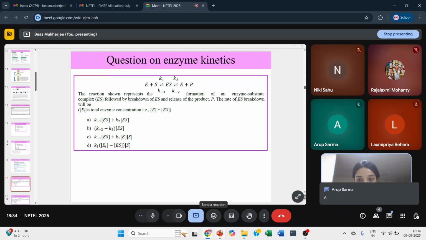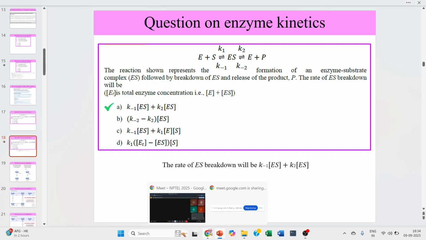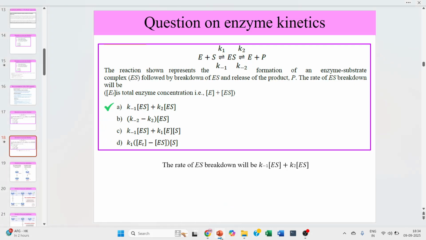Let's see. Yes, that is very correct. The breakdown of ES is actually K minus 1 into ES plus K2 into ES. You can write the reactions, the reaction constants, the equilibrium constant and everything, and derive it from there. It's a derivation you can practice.